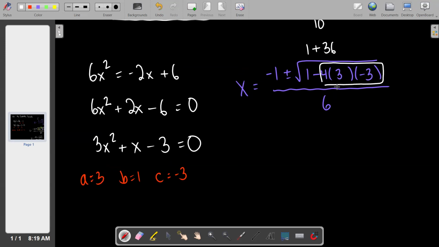4 times 3 is 12. 12 times 3 is 36. Again, we're not talking negatives because we already slayed that dragon. What is 1 plus 36? So we have x equals -1 plus or minus the square root of 37 over 6. What do we do now? 37 is a dead root, so what do we do now?